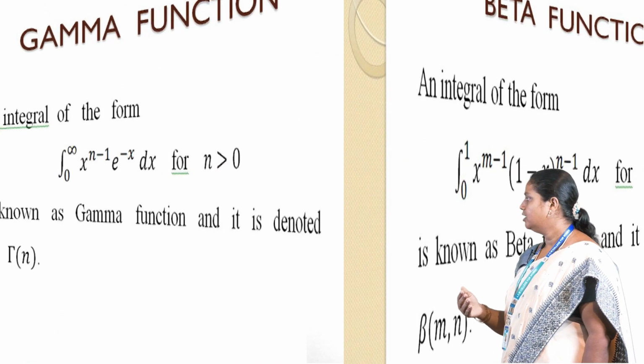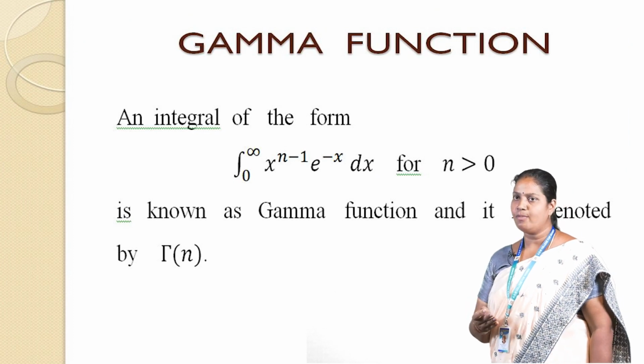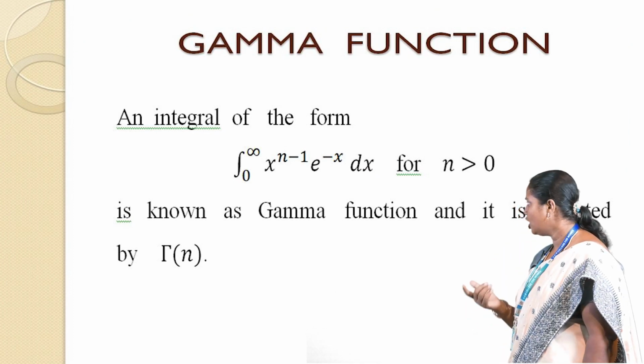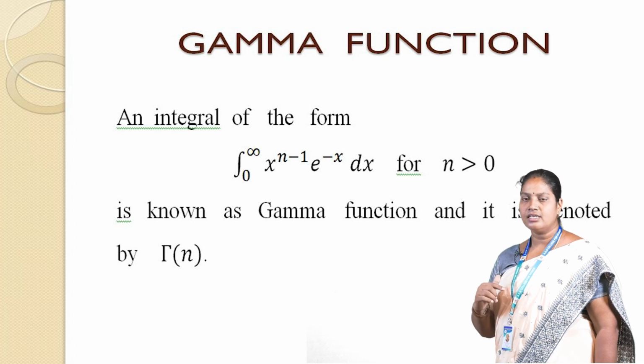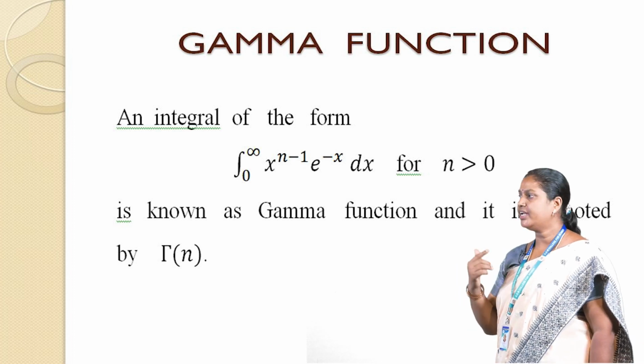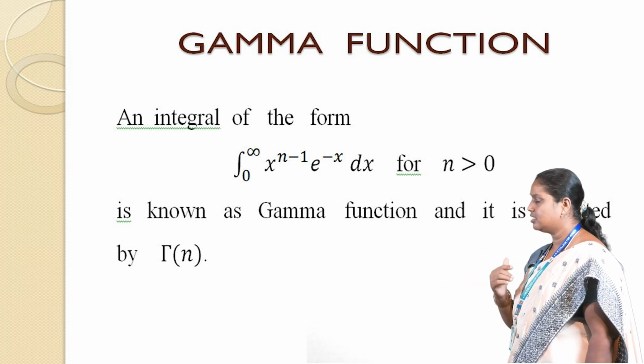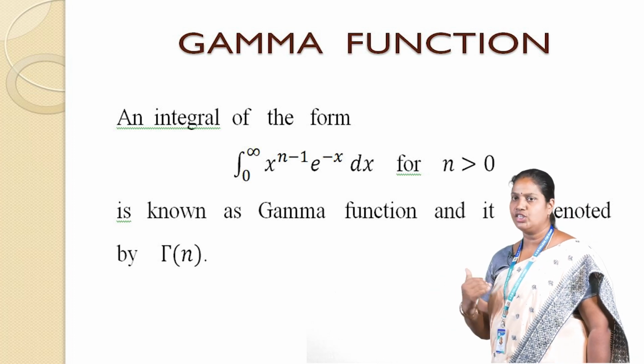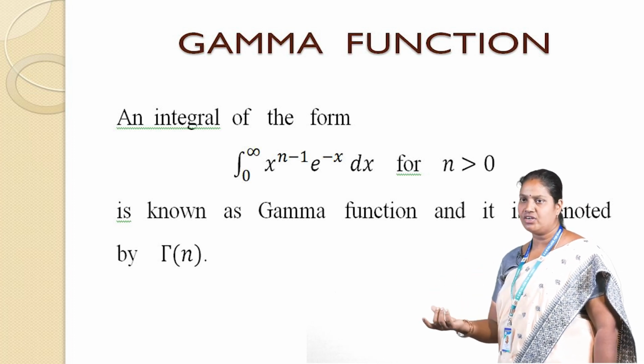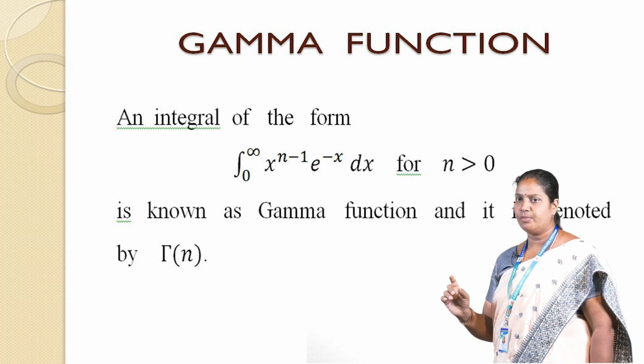Next we will learn about the definition of the gamma function. An integral of the form integral 0 to infinity x^(n-1) e^(-x) dx for n greater than 0 is known as the gamma function and it is denoted by gamma of n.